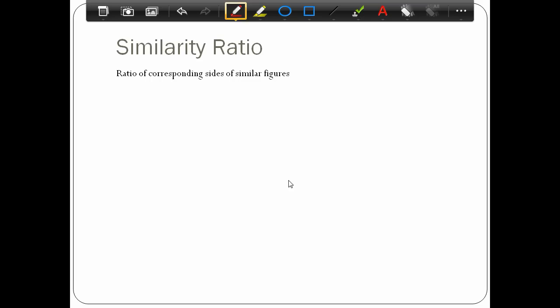So you take the side from one figure, you take the side from the other figure, and you stick a fraction bar between them. You end up with a similarity ratio.